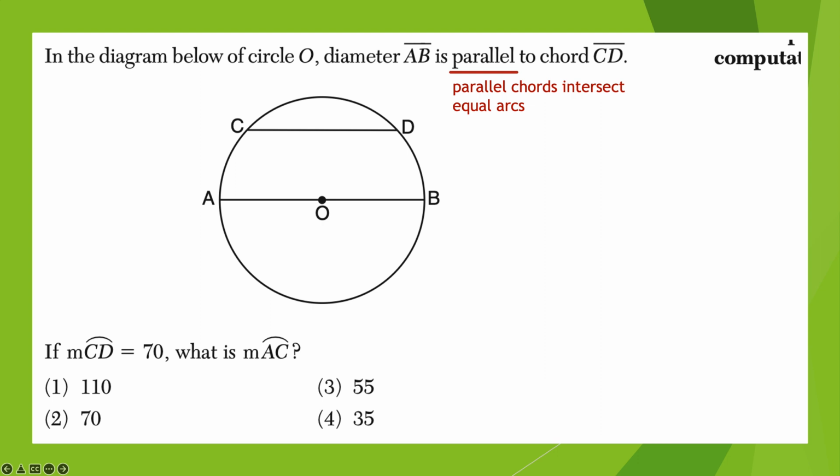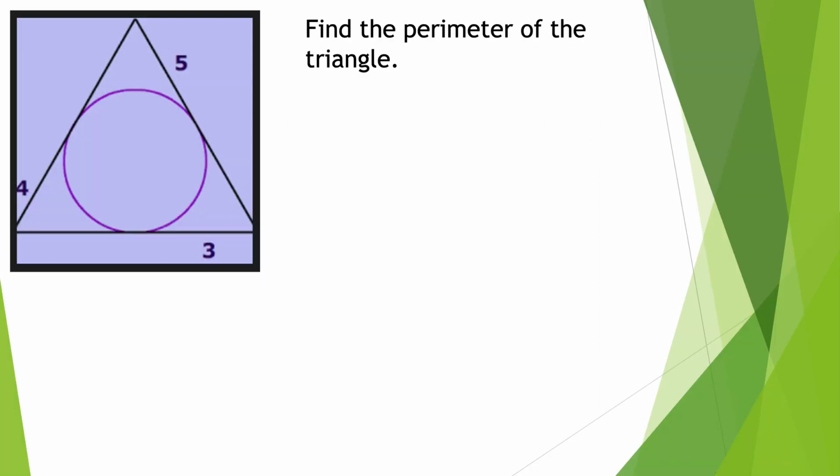Okay, so altogether on that half of the circle, from A through C and D down to B, is 180 degrees. But it says the arc from C to D is 70. So if I subtract that, I get 110 other degrees in that half of the circle. But AC and DB are equal, so that 110 gets cut in half. And each of those arcs is 55 degrees. Choice 3. Okay, find the perimeter of the triangle.